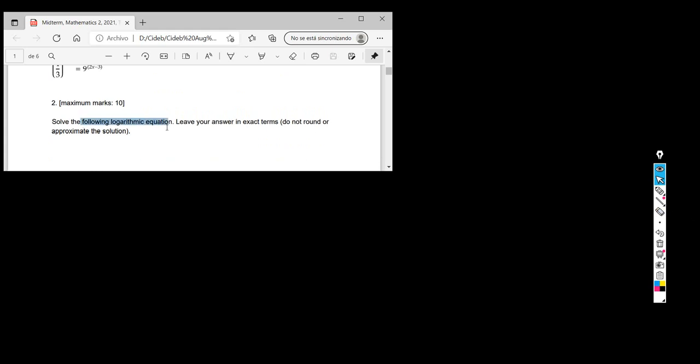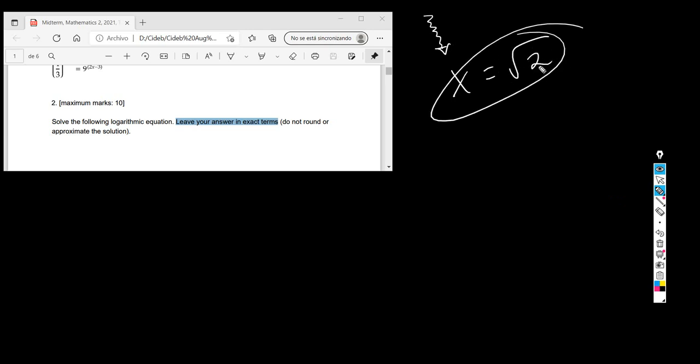Solve the following logarithmic equation. Leave your answer in exact terms. Do not round or approximate the solution. Remember, guys, what I mean every single time I tell you, leave your answer in exact terms. What that means is this. For example, suppose that after you solve an equation, you get down to this, x equals the square root of 2. Just leave it like that.